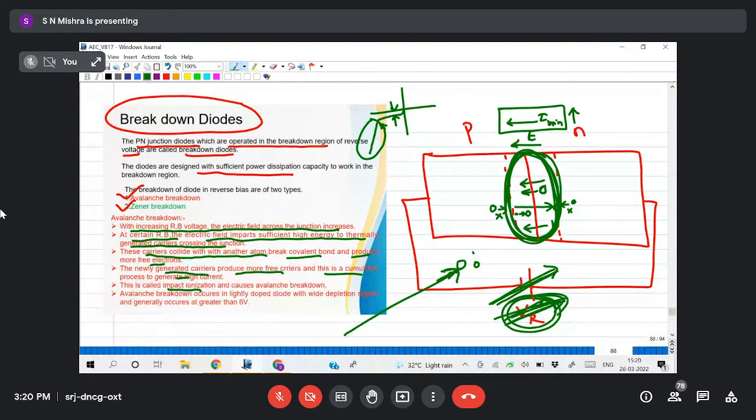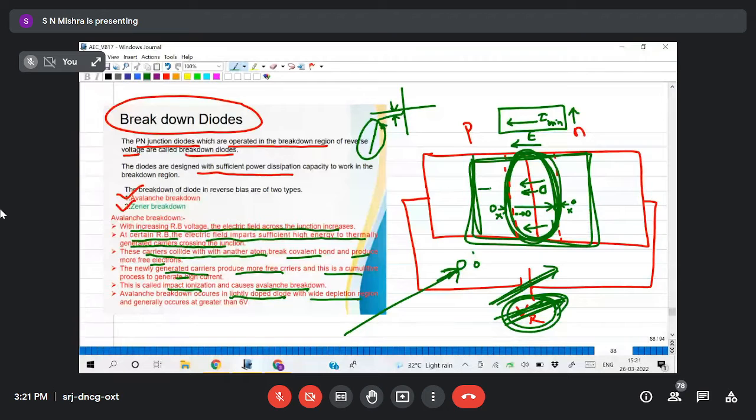The process is called impact ionization, and it will cause this avalanche breakdown. Avalanche means due to this cumulative increase in minority carriers, current will increase and it will break down. So avalanche breakdown generally occurs in lightly doped diodes where the depletion region is wider. That means if the depletion region is wider, it will have more area to cover.